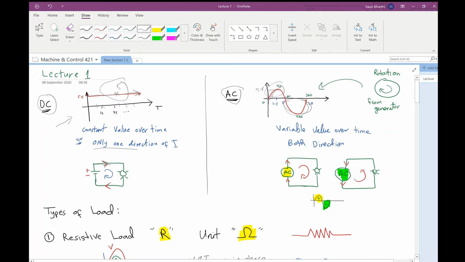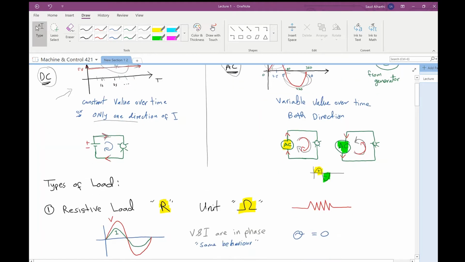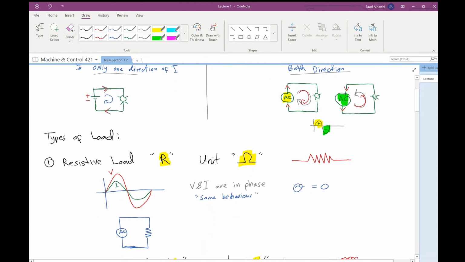In this positive part, first, the direction will be clockwise, while the value is changing from 0 to the maximum, then 0. Then in the opposite direction, the current will change its direction to the other side. So we will have a variable value over time and both directions. Now let's move to the loads.